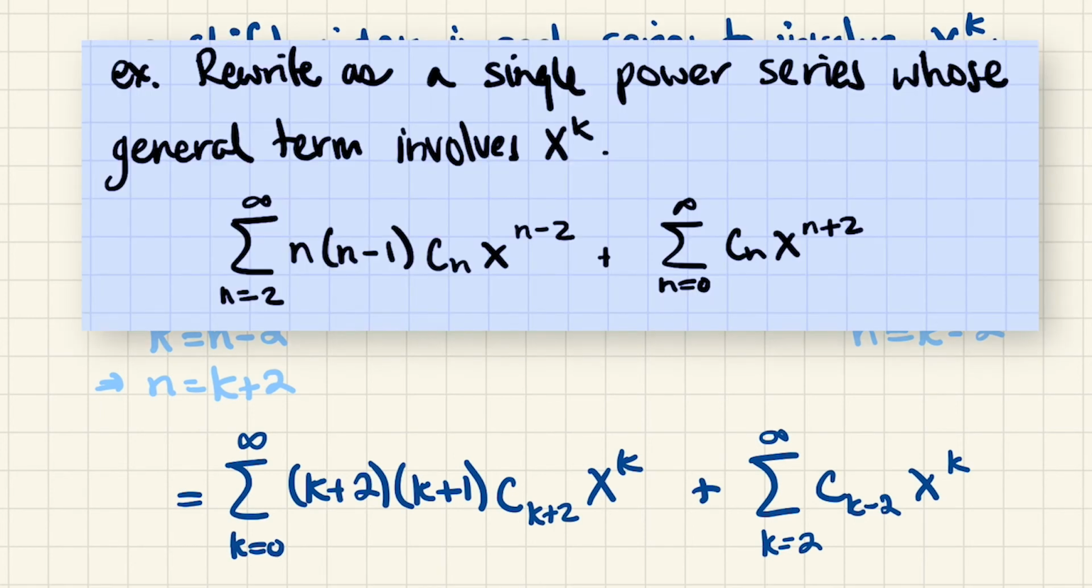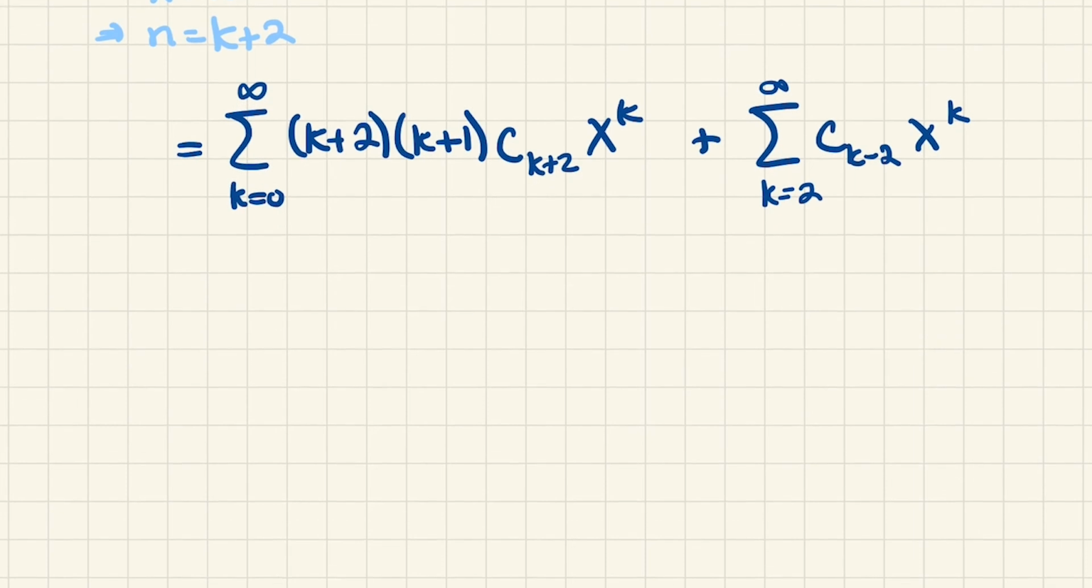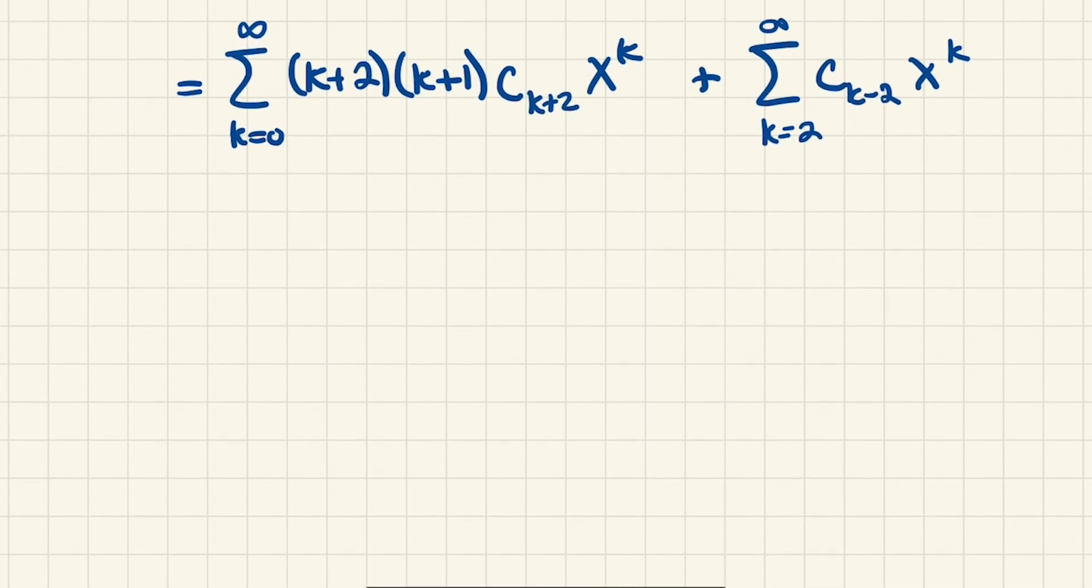The problem says to actually write these as a single power series. So getting these both to x to the k was just the first step. The next step is to combine them to a single series. The problem is that they don't start at the same k value. So what you have to do is run off a set number of terms from any of the series that haven't caught up to the other one. So what I mean by that is this k equals 0 hasn't caught up to the k equal 2 one yet. So we need to run 2 terms off of this series.